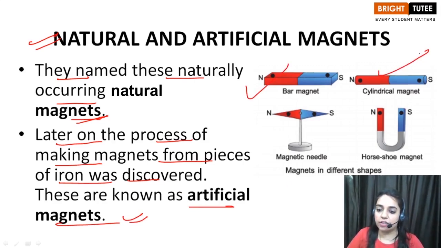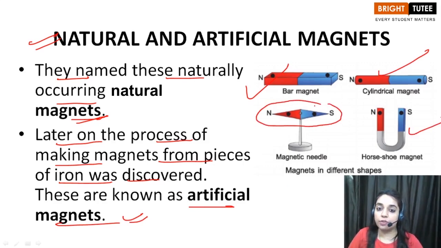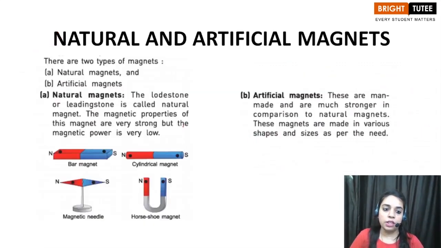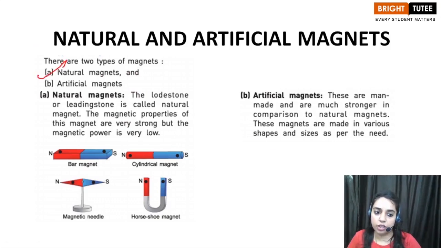Then we have a cylindrical magnet. This is the horseshoe magnet, and this is the magnetic needle which is usually found in a compass. Okay, this is a small needle which is found in a compass, which is used to find the direction. Okay, then children, let's see, if a question comes, how you define a natural magnet or artificial magnet. So there are two types of magnets, natural and artificial.